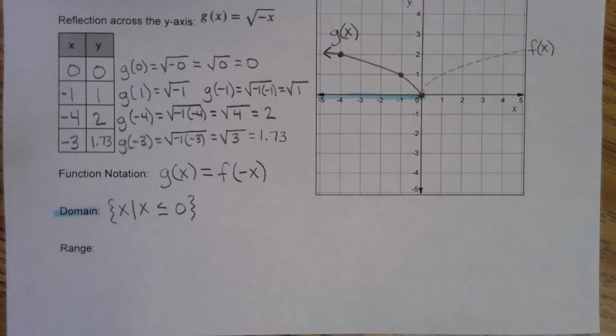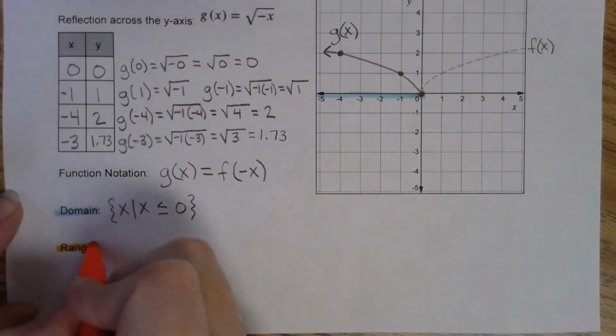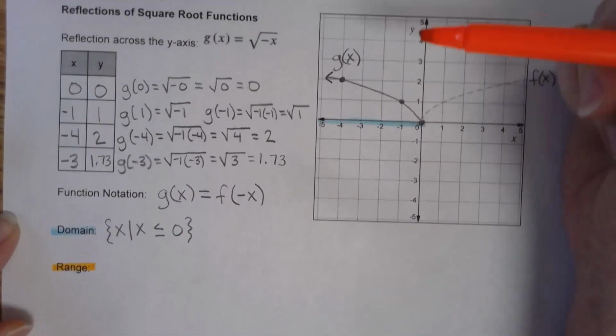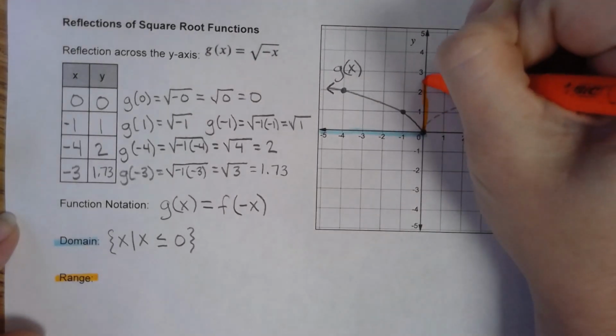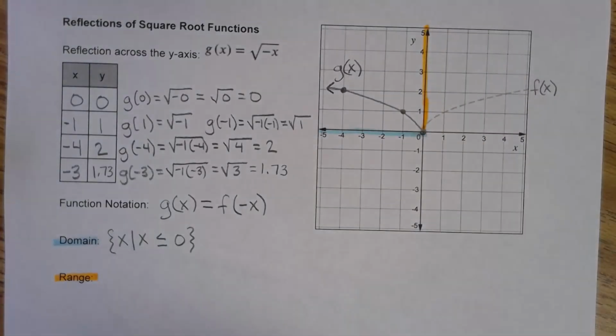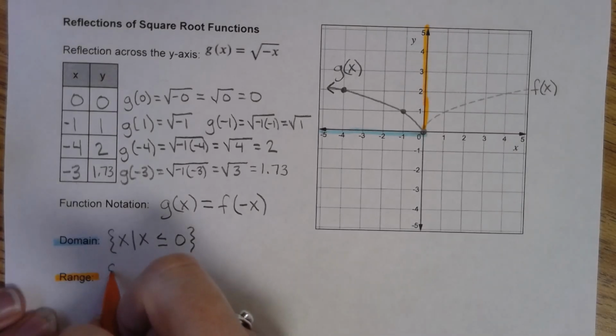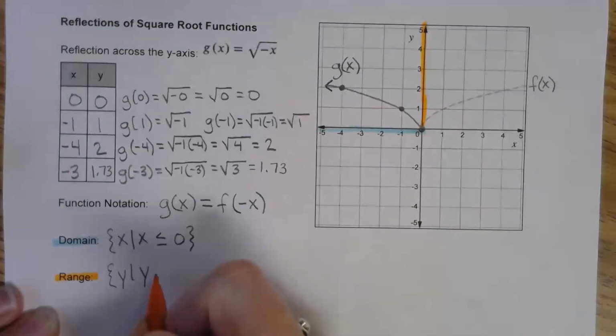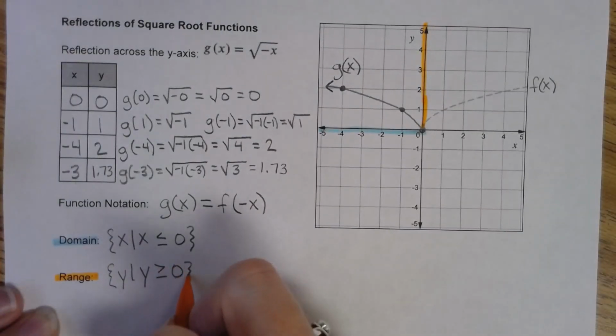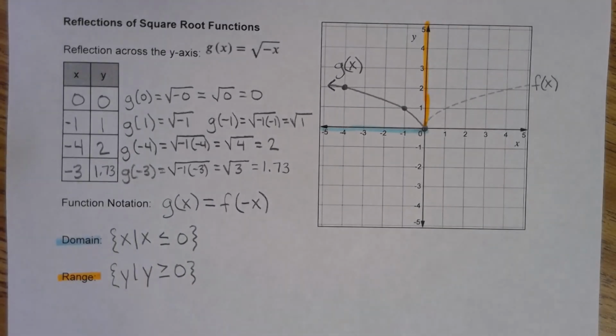Now for our range, let's look at the y values this graph is reaching. So along our y-axis, we see that it touches all of these that are in the positive direction, starting at 0 and increasing in that positive direction. So we have the set of all y's such that y, this time it's going to be greater than or equal to 0. So notice our range in this case, when we had the reflection across the y-axis, ends up being the same as the parent function, but our domain is different.